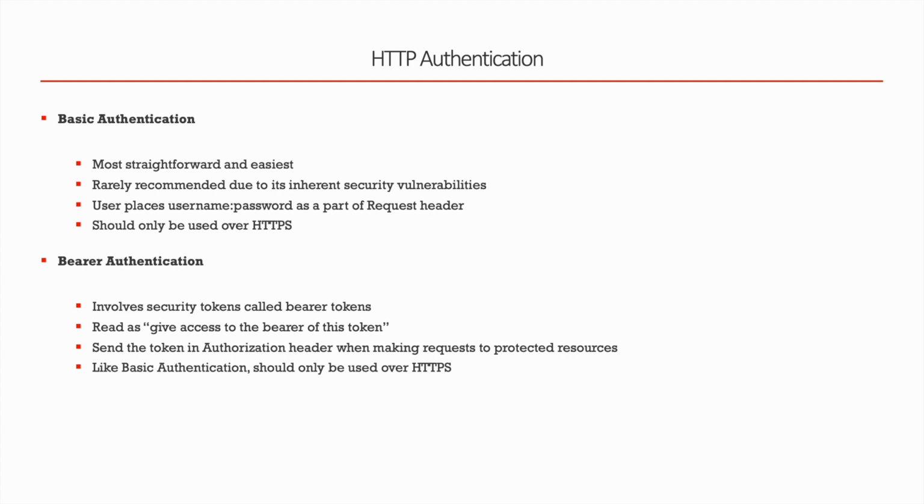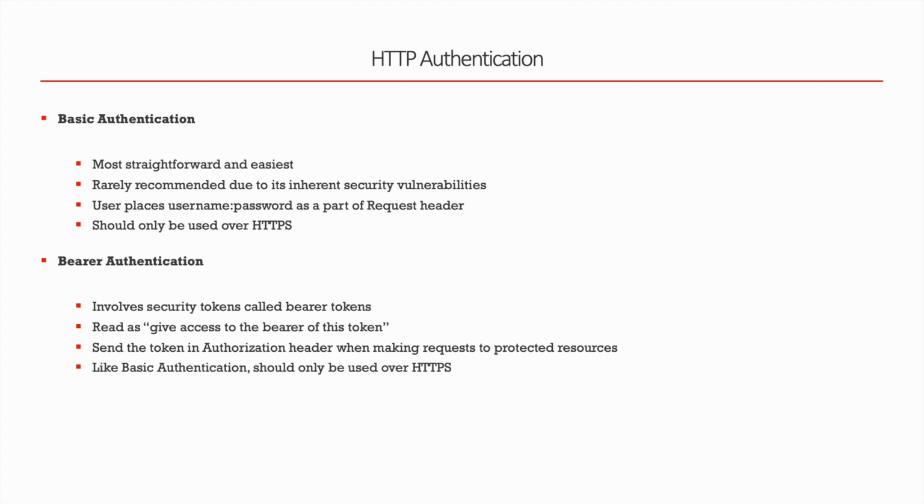Bearer authentication, on the other hand, involves security tokens. These security tokens are called bearer tokens. When you have a bearer token in your hand, you should read it as give access to the bearer of this token. Bearer tokens are sent as a part of the authorization header. And like basic authentication, they should also only be sent over HTTPS.